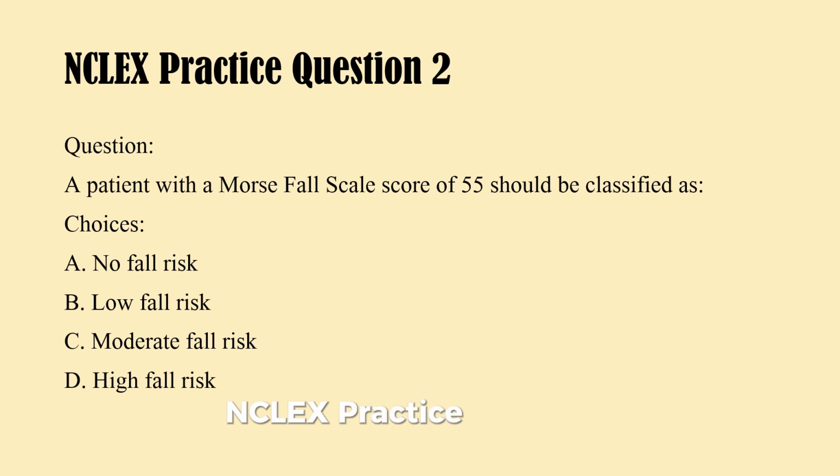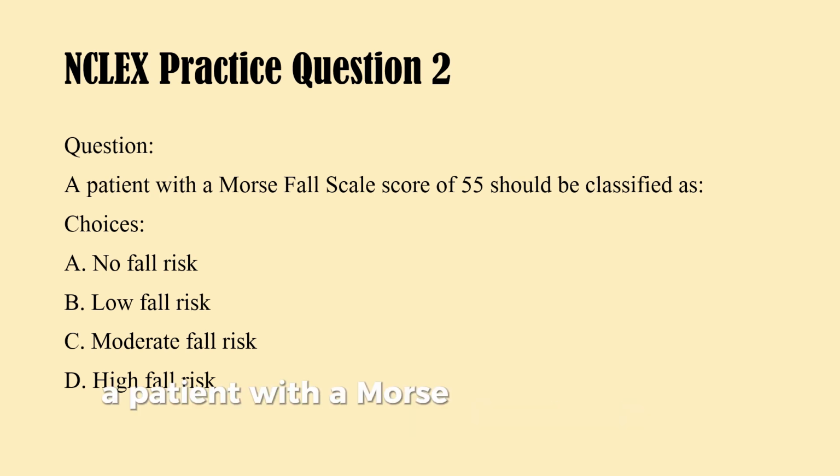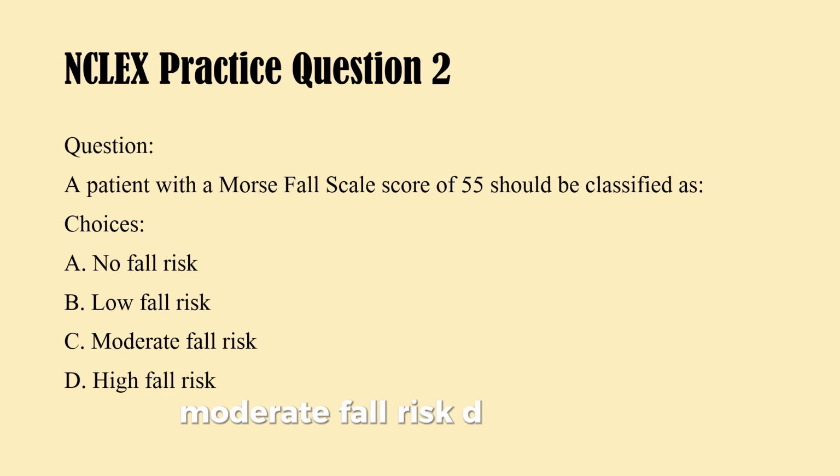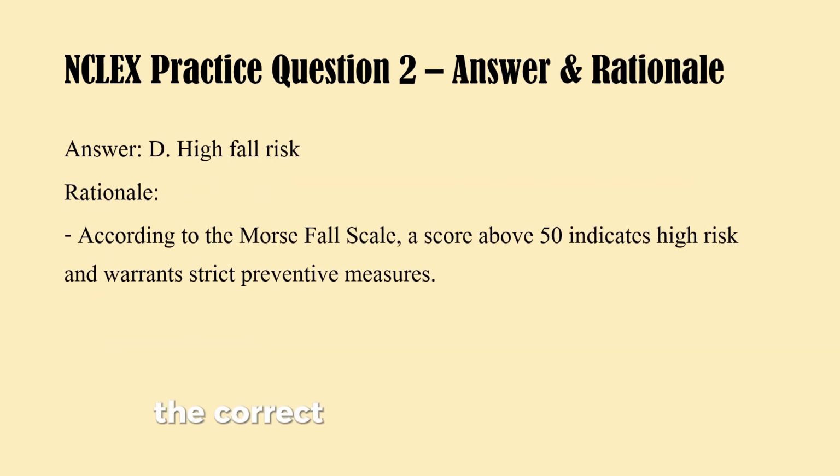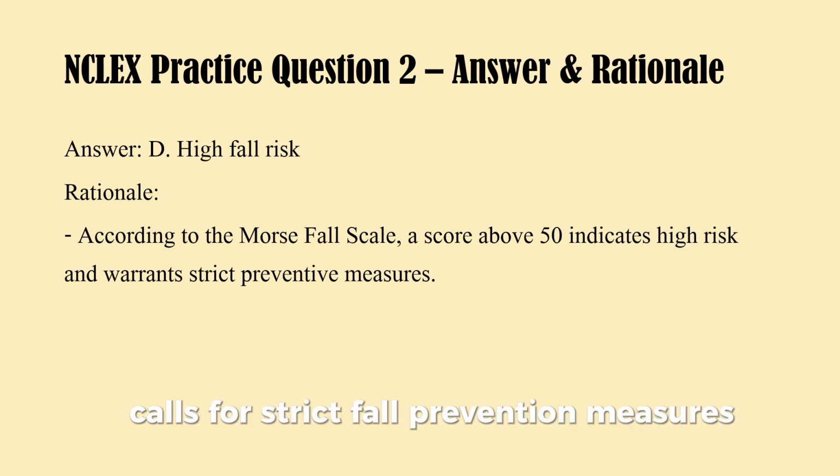NCLEX practice. Question 2. A patient with a Morse Fall Scale score of 55 is classified as A. No fall risk. B. Low fall risk. C. Moderate fall risk. D. High fall risk. The correct answer is D. High fall risk. According to the Morse Fall Scale, a score exceeding 50 calls for strict fall prevention measures.